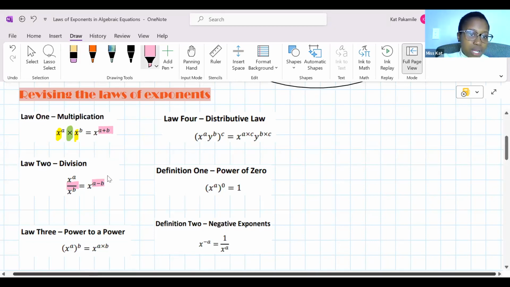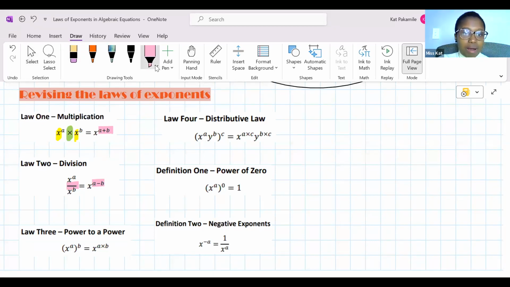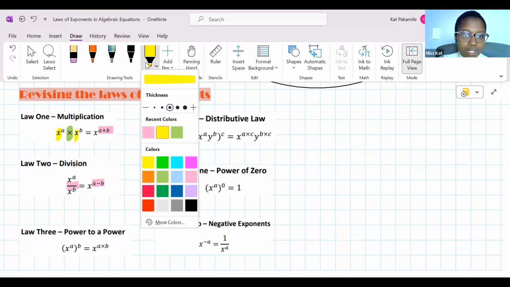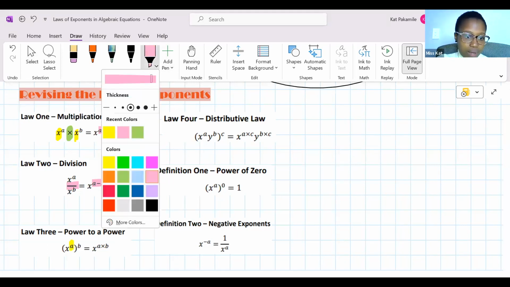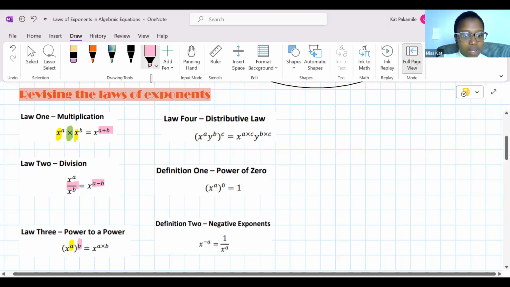Law number three is power to a power, which means exactly that. You have a power all raised to another power. In that case, you multiply the exponents.